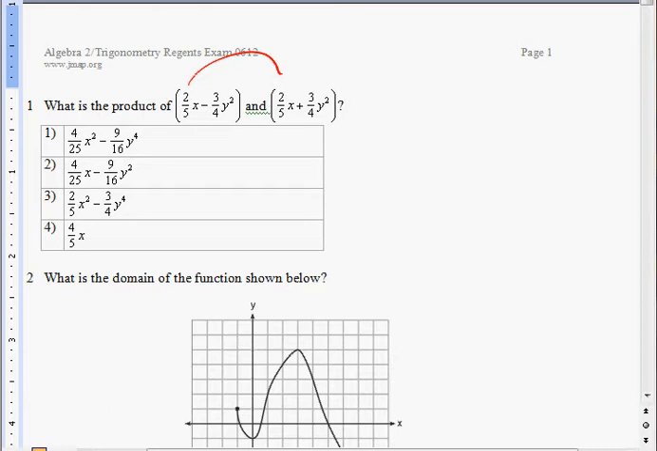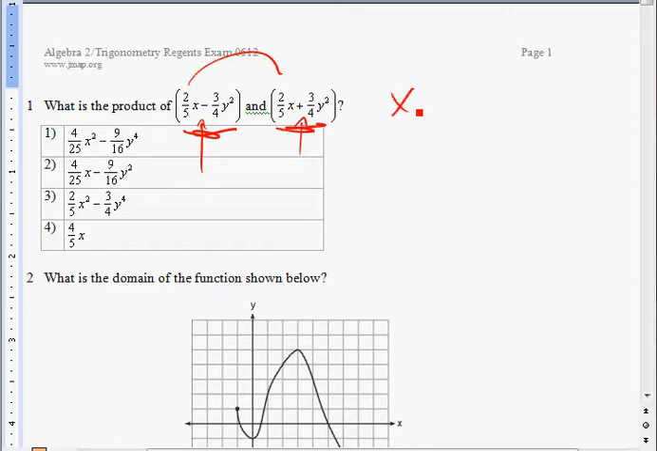Okay, we got two binomials here. You got 2/5 x minus 3/4 y squared times the other one over here. Notice that both look exactly the same except for the sign in between. One's a positive and one's a negative. What that means is they are conjugates. And in conjugates, when they multiply, the middle term disappears.